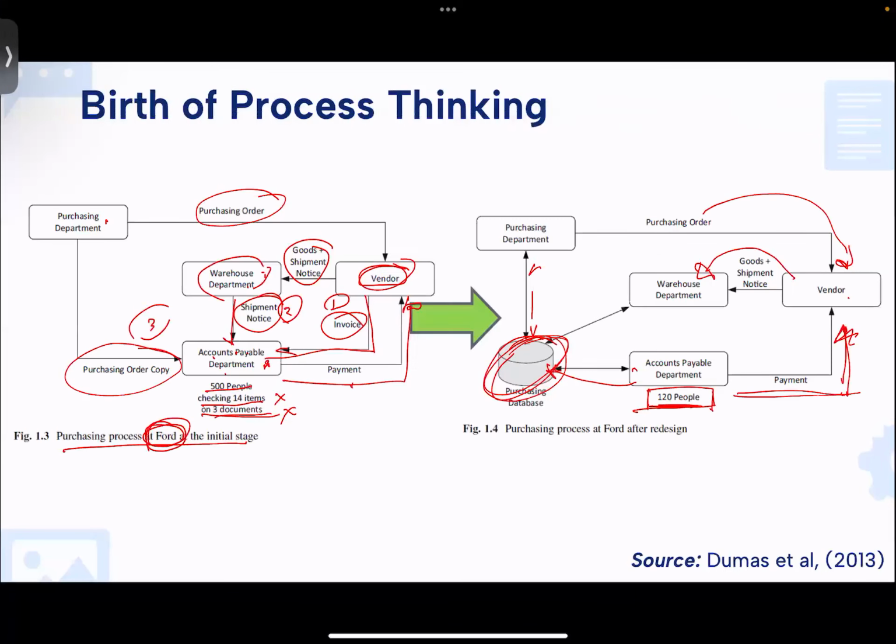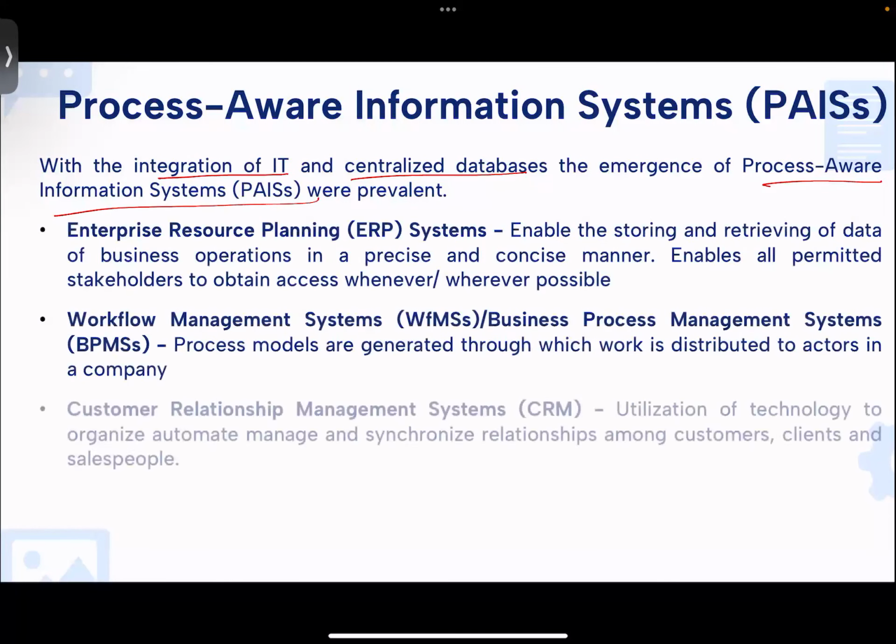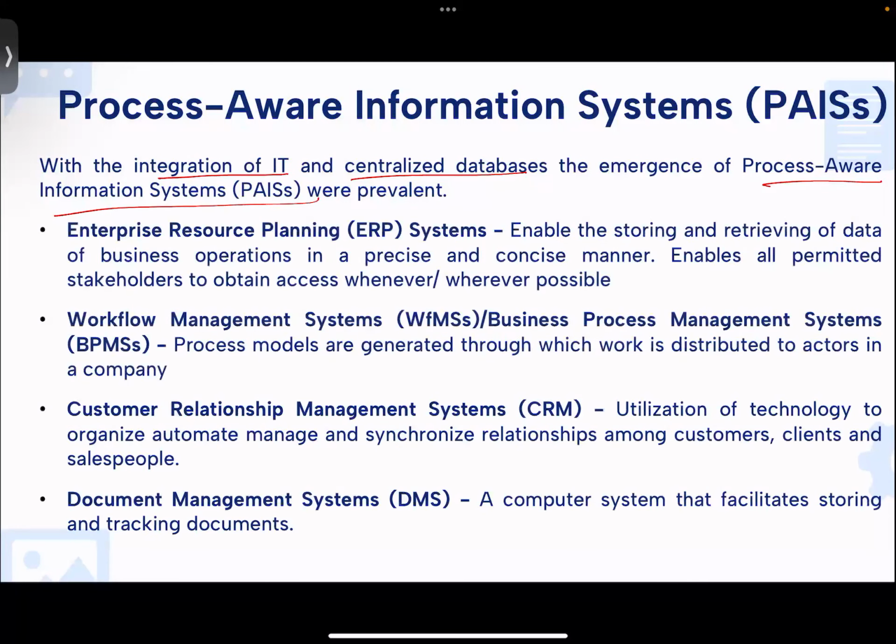So when you consider these central purchasing databases and other things, there are process-aware information systems that support business process management, or the improvement of business processes. This has happened because of the integration of IT and centralized databases. These process-aware information systems became prevalent. I'm not going to explain them one by one. I think you know what enterprise resource planning and customer relationship management systems are.